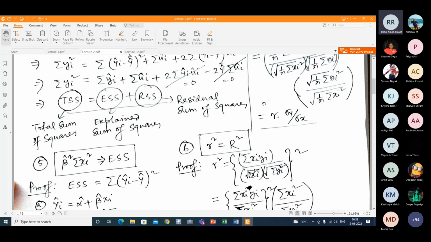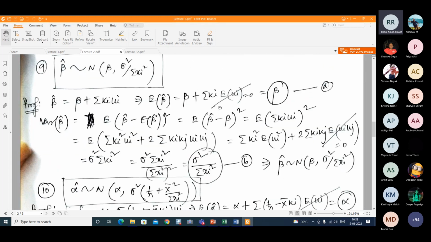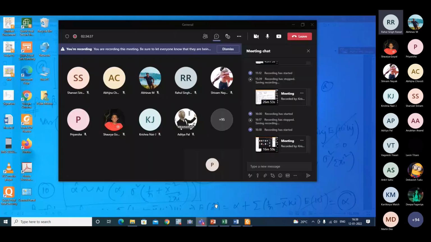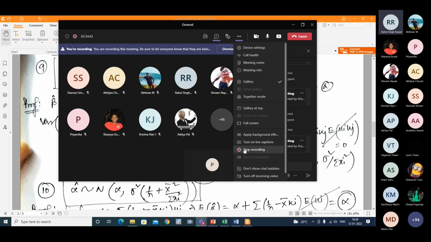So what I'll do, I'll upload these two files in Teams and just cover what we have discussed. Okay. Just cover what we have discussed so far. I think let me just stop here.